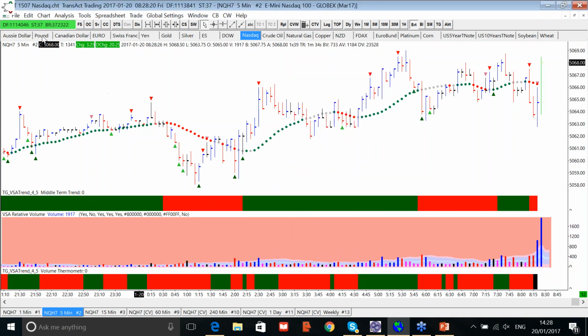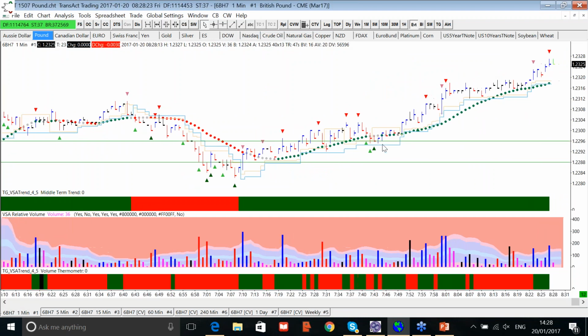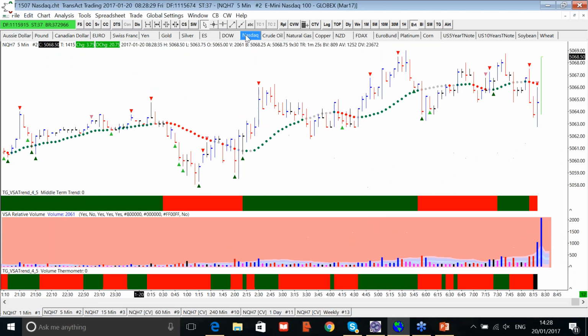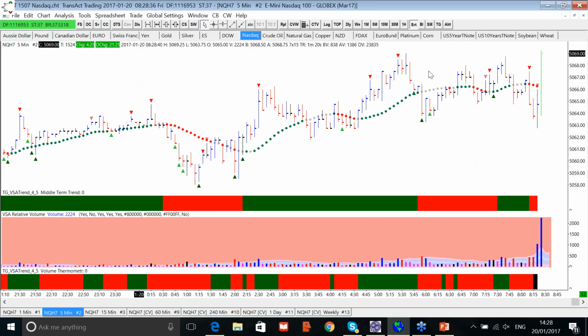And let's have a look at the pound as well. Okay, now that's moving up. Aussie dollar doing the same. NASDAQ pushing up. So here comes your breakout. Now, if this is a false breakout, we'll see an up thrust.